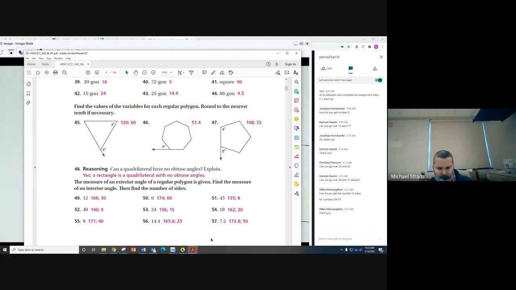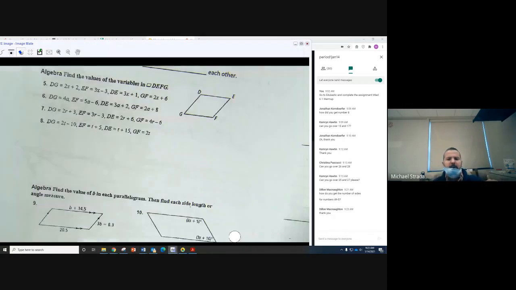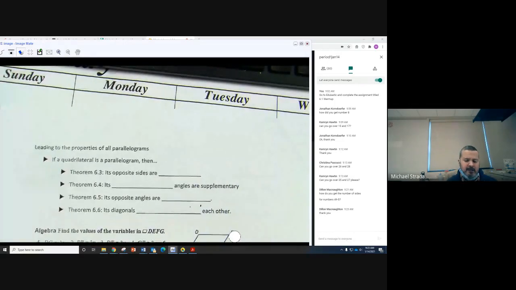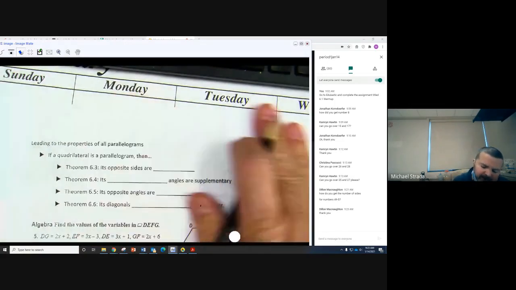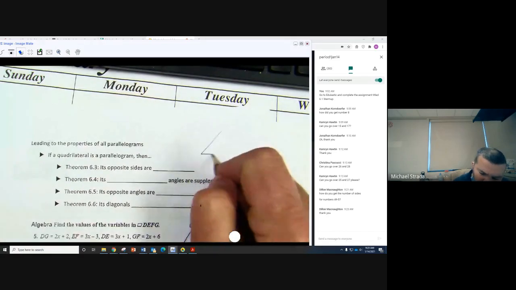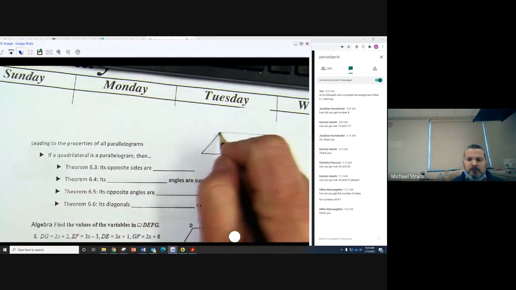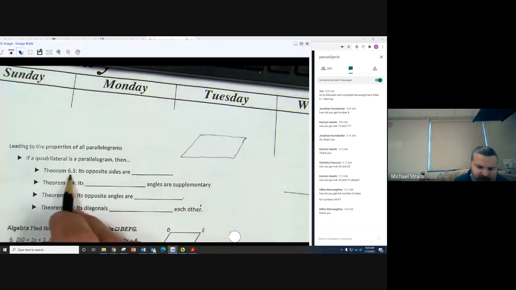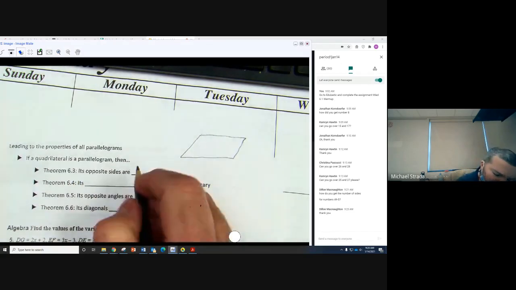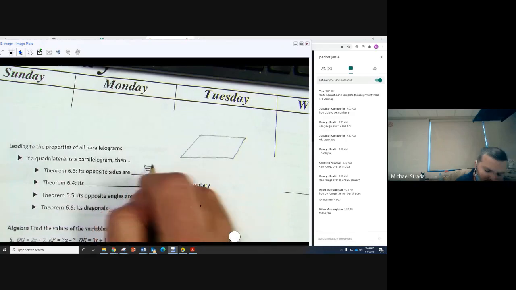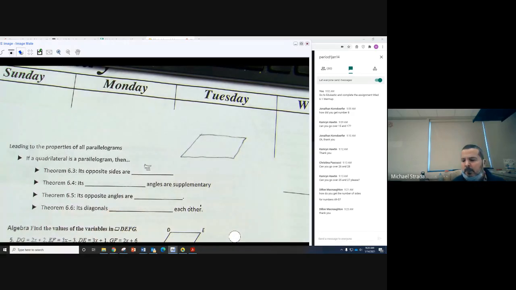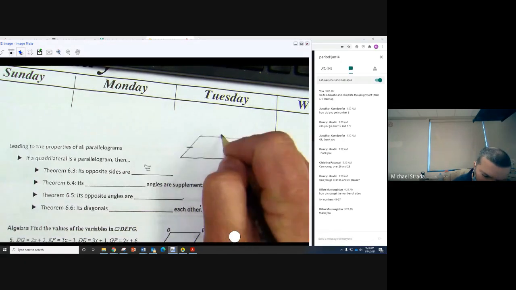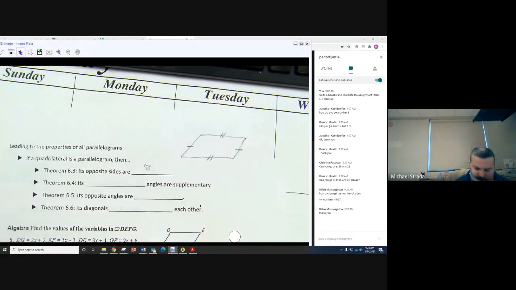Okay. Then let's recap what we did yesterday, leading to the properties of all parallelograms. So here's a parallelogram. And there's a parallelogram poorly drawn. Theorem 6.3. Its opposite sides are going to be congruent. All right? So that means that's congruent to that, and that's congruent to that.